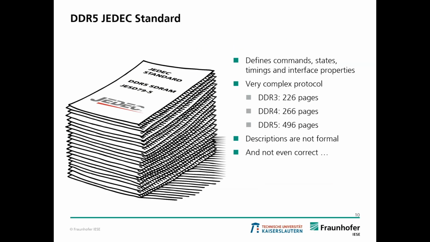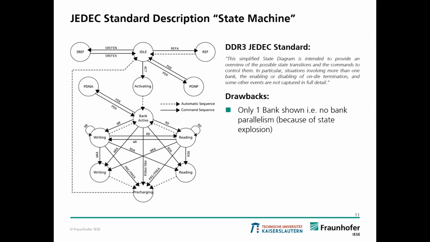So when you look at a JEDEC standard, it's really complex. So Lucas mentioned it already this morning. It has almost 500 pages nowadays, full with timing diagrams and tables and timing dependencies and requirements and so on and so forth. And one of the problems is that these descriptions are human readable, but not really formal and not even correct.